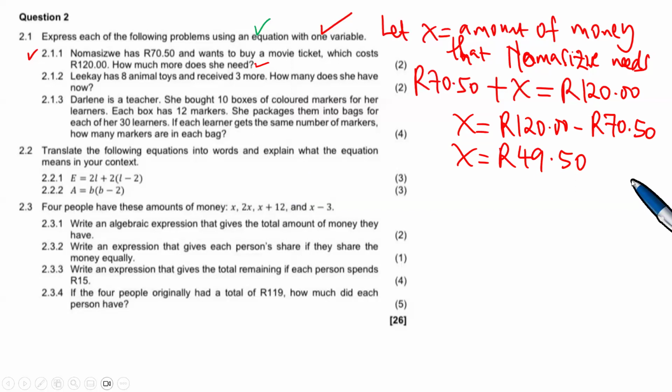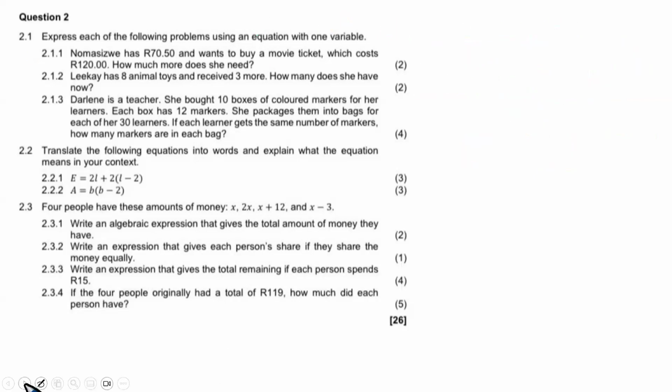But the question was to express each of the following problems using an equation. Equation means there must be an equal sign with one variable, and the variable is x. And the x is the amount of money that Noma Sizwe needs. Okay, so we're good with that one. Let's try the next question.